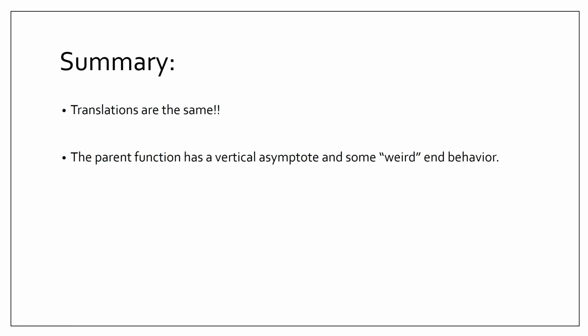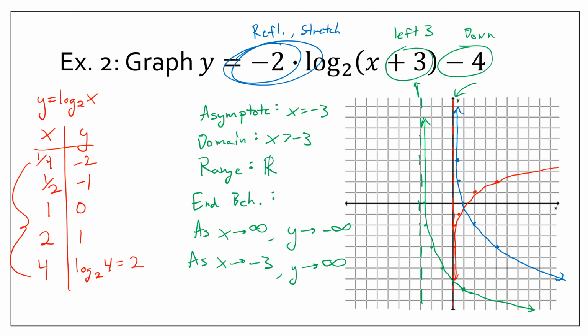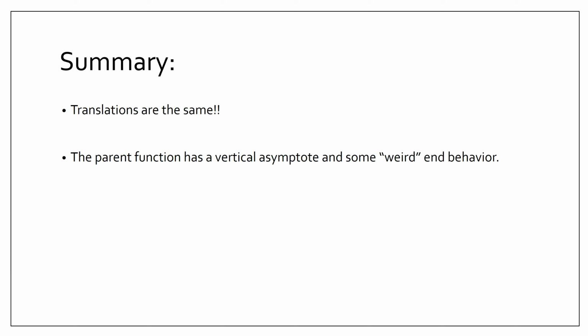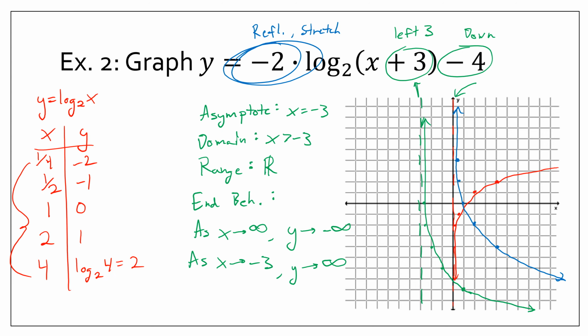Anyway, the summary: translations, they're exactly the same. Look, all these translations, they are exactly the same as we've done a million bazillion times. You should be great at these by now. Just know that the parent function has that vertical asymptote, and it has some weird end behavior, that x going to -3 rather than x going to -infinity. But I think for the most part, as long as you can make the appropriate xy table, and as long as you remember what logarithms mean, you'll be fine.